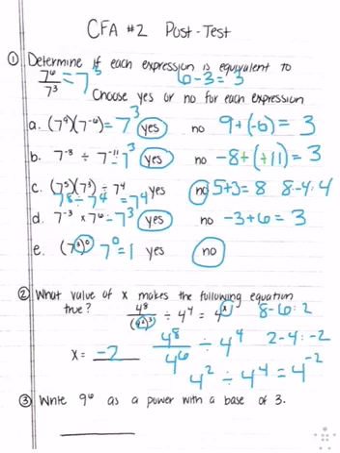Number 3, write 9 to the 6th as a power with a base of 3. I know that I can break 9 down into 3 times 3, meaning my problem is 3 squared. However, I still have this exponent 6, so when we write it, the 6 stays outside the parentheses because it's still there. I haven't changed it. But I can simplify this problem. I can multiply 2 times 6 and get 12, 3 to the 12th power.